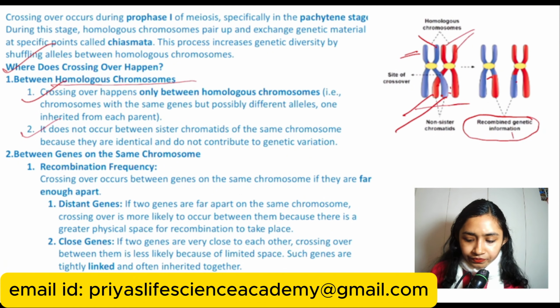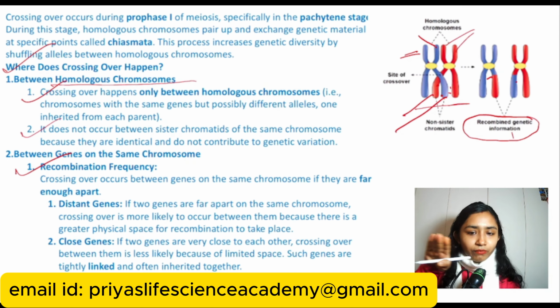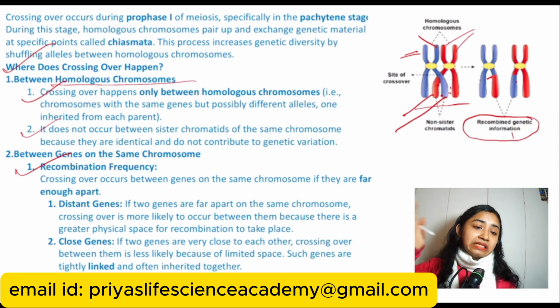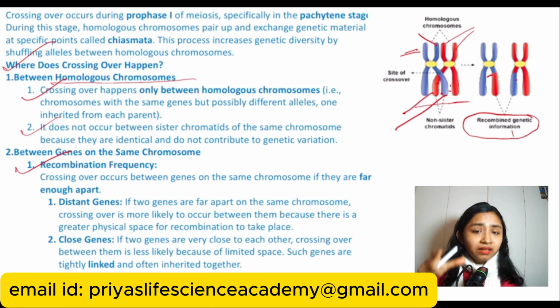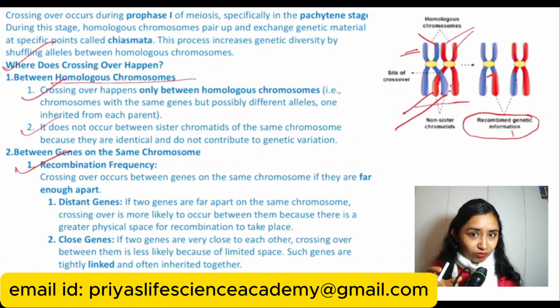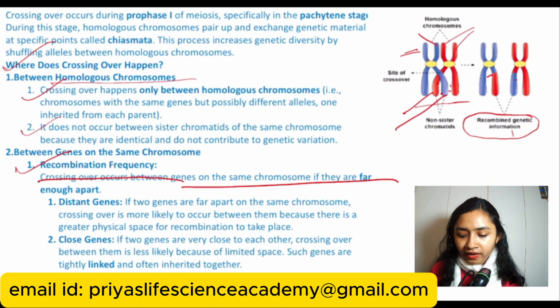Now, where does it occur mostly? Crossing over occurs between genes of the same chromosome if they are far enough apart. So I told you crossing over occurs between two non-sister chromatids, but when it occurs between two genes on the same chromosome, the position of the two genes on the same chromosome must be specific. There must be a long distance between the two genes. So crossing over occurs between genes on the same chromosome if they are far enough apart.